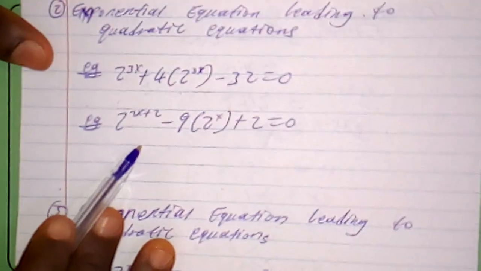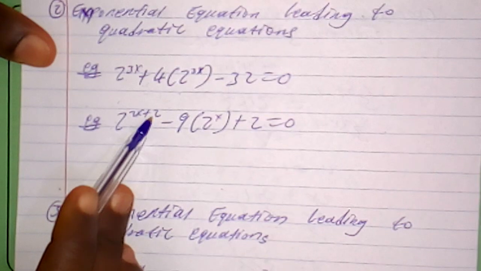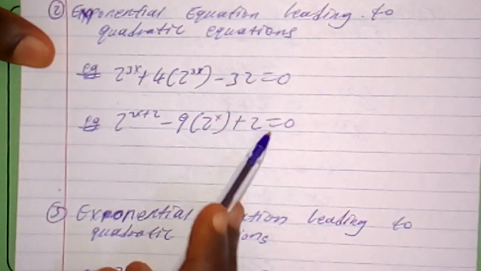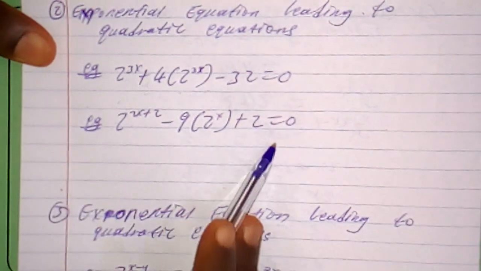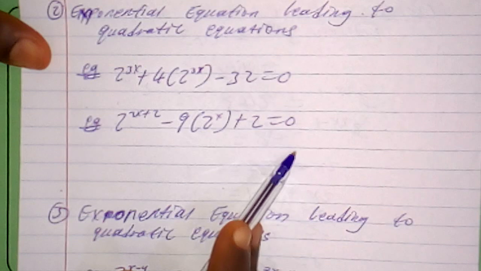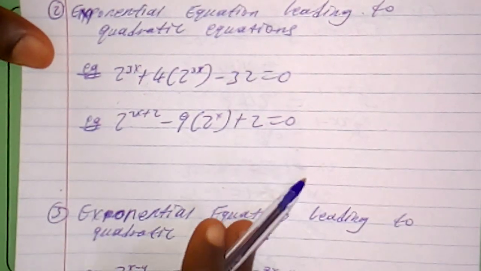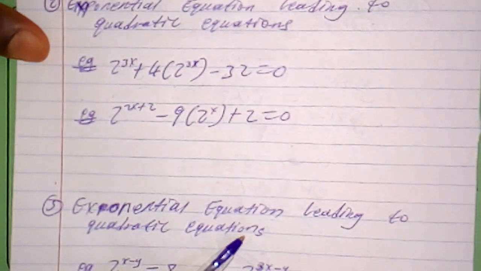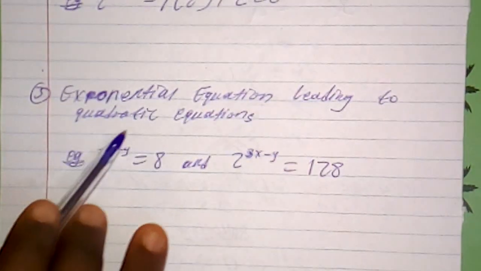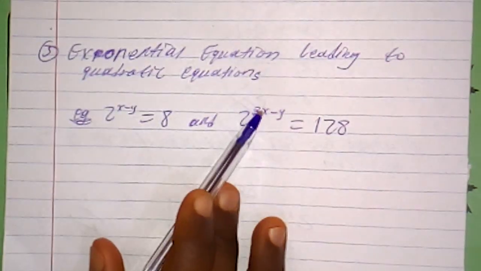Right? Here again, 2 raised to the power 2x plus 2 minus 9 into what? 2x plus 2 equals to 0. If you want to know how to solve this kind of question, I believe just go and watch this video that I'm about to upload. Everything will be very simple for you. You're able to solve it, right? Good. And I will be explaining there everything into simplicity, right? Exponential equation leading to quadratic equation. So it's simultaneous equation, right?